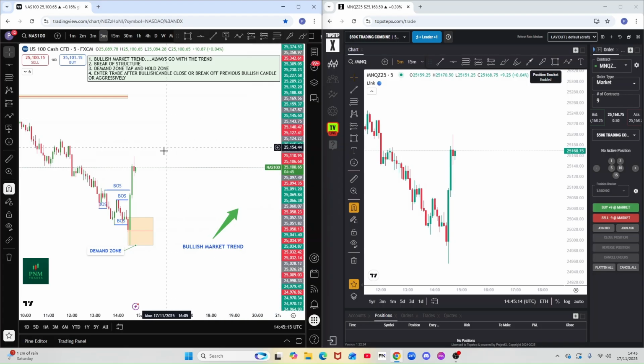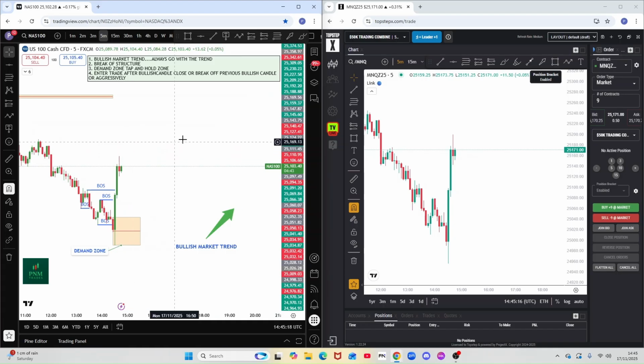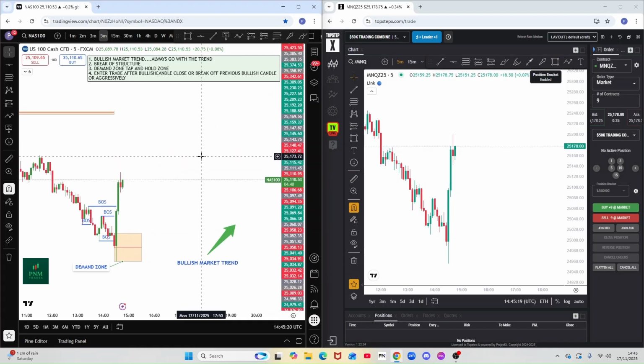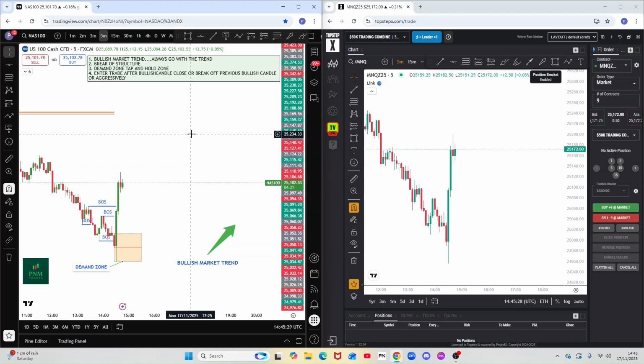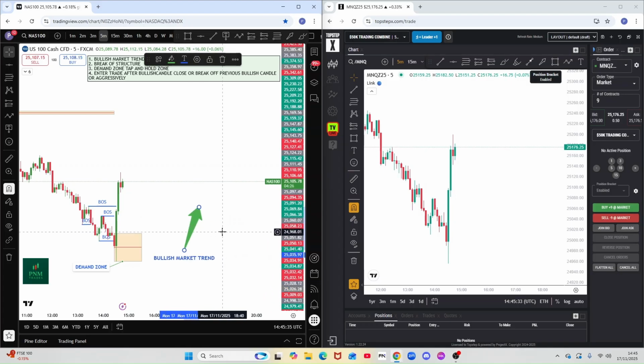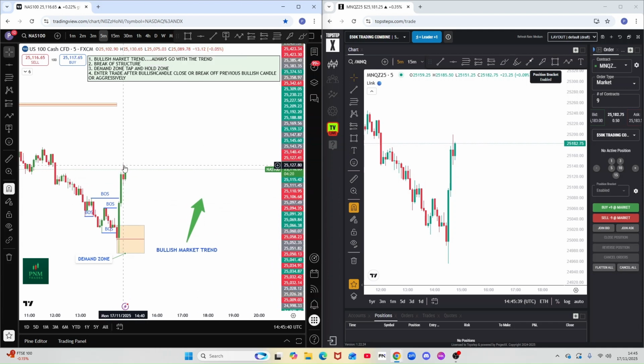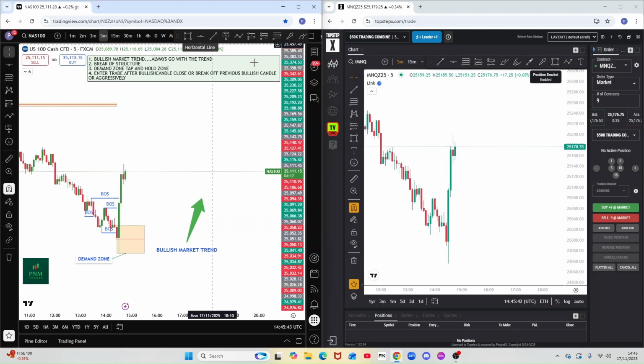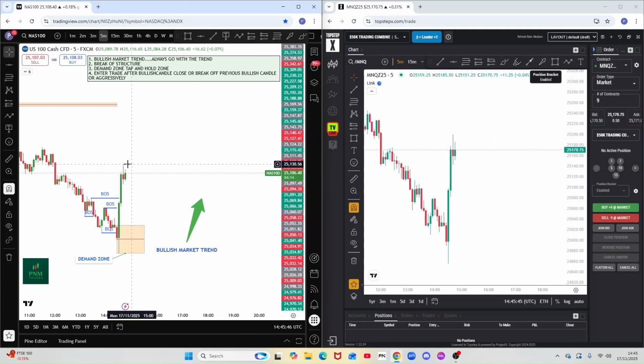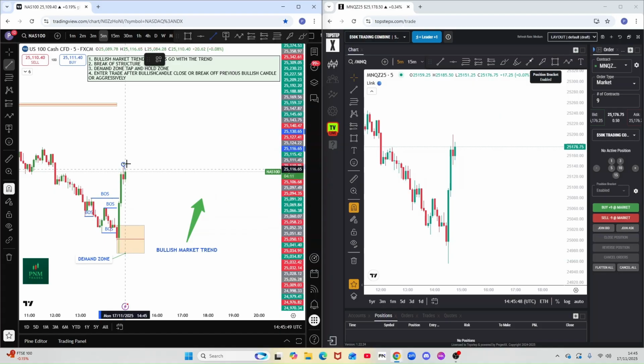Now, if price breaks this high, now we have another zone. Now I'm waiting for price to go up here. I'm waiting for price to break this high. And then we have another break of structure. Then we have a new demand zone.